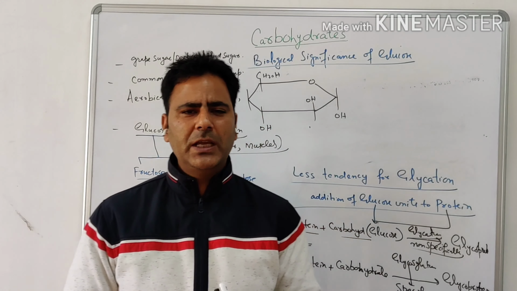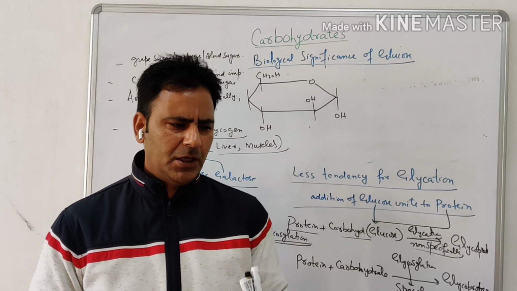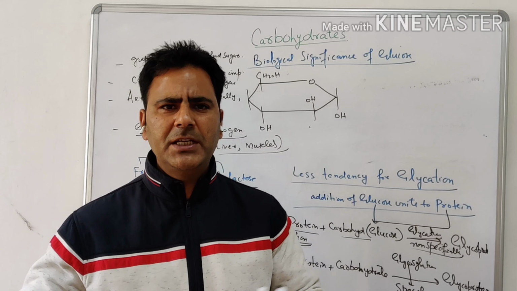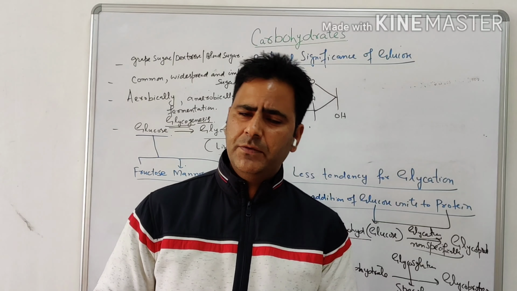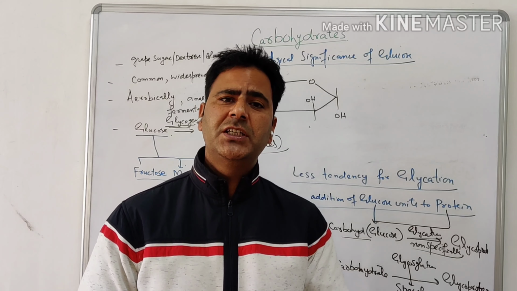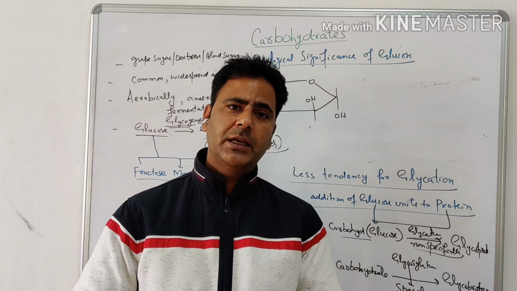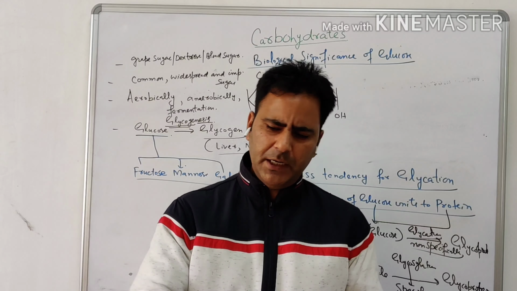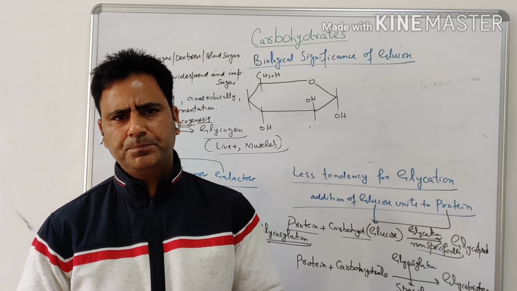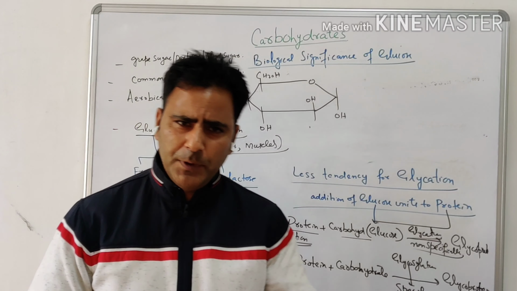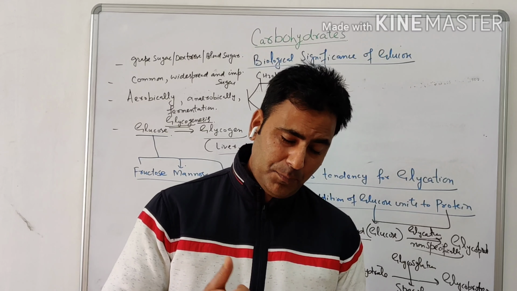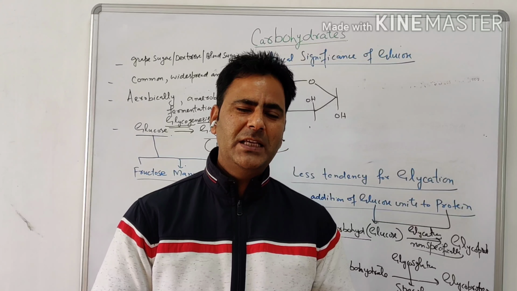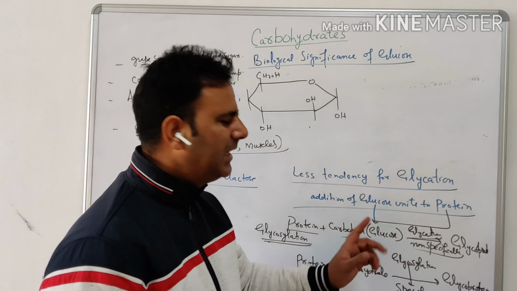For example, we have patients of diabetes, and the long-term complications of diabetes are neuropathy, nephropathy, cardiovascular diseases, and also retinopathy. There are a number of pathies associated with diabetes, and it is presumed that these complications are caused by the process of glycation.